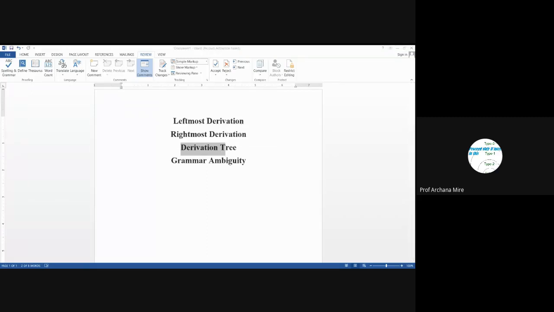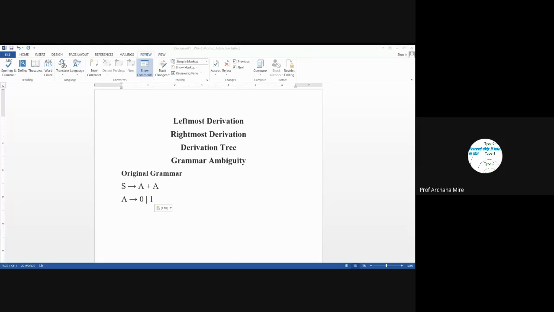So let's revise once again how to find leftmost derivation, rightmost derivation, and derivation tree with a very simple example. I am copying here one very simple grammar. The grammar is S leading to A plus A and A leading to 0 or 1.